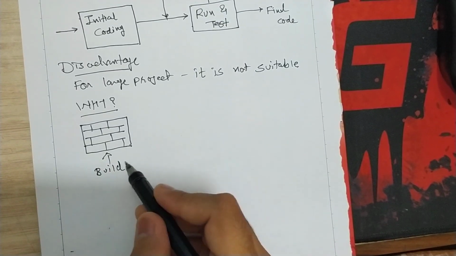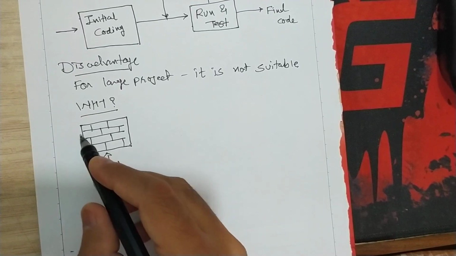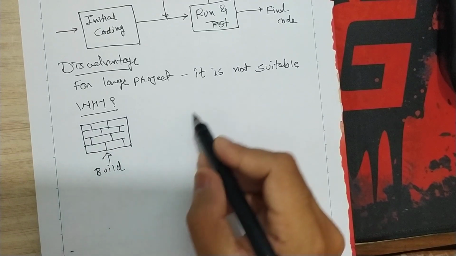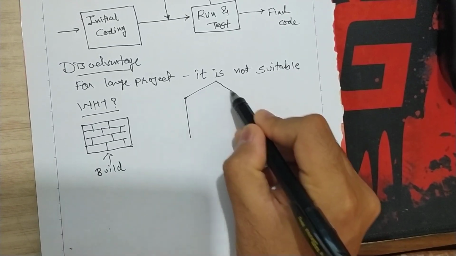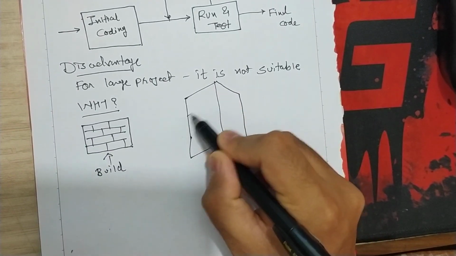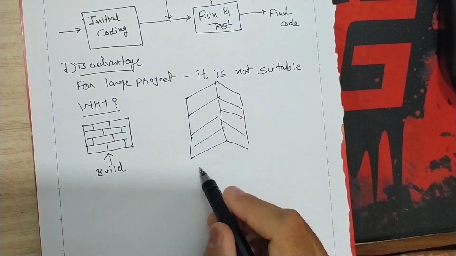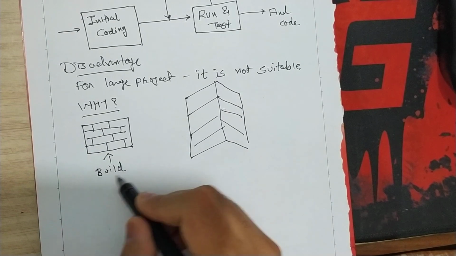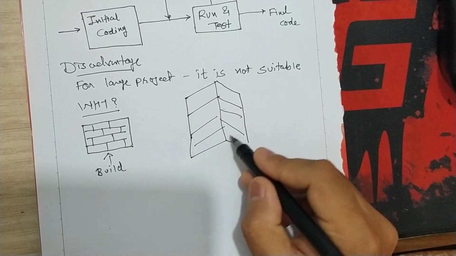So you can easily build the wall with your basic knowledge. What you need is some cement, some bricks, etc., and you can build the wall. But if I tell you I want to build a multi-story building, then what will happen? You can't simply use your intuition to build this type of building. So this approach won't work on a large scale.